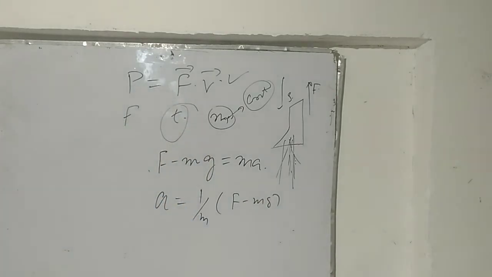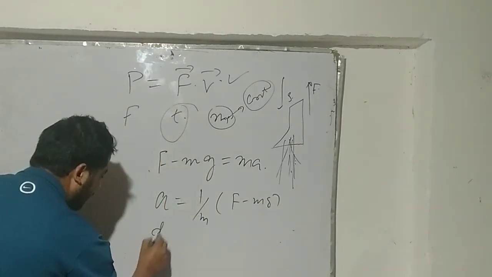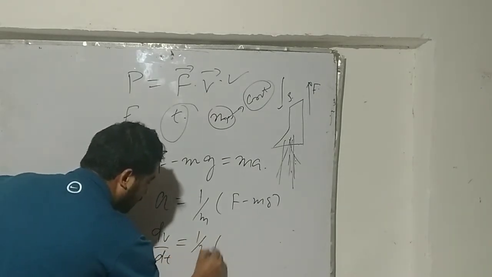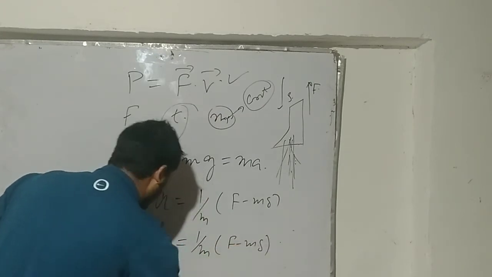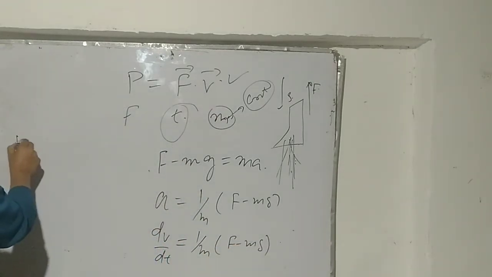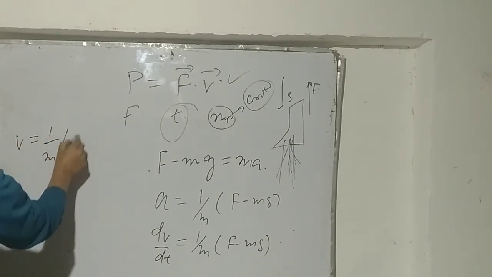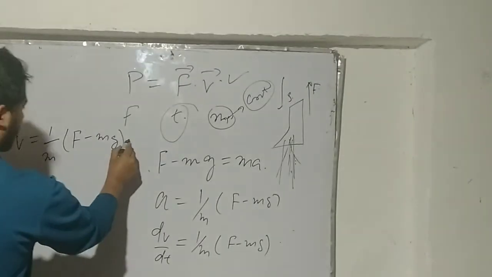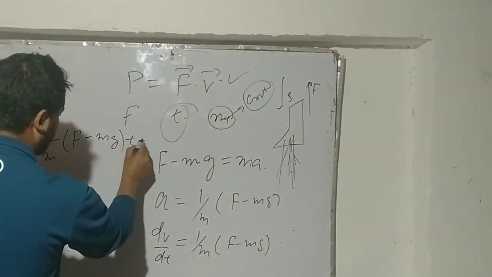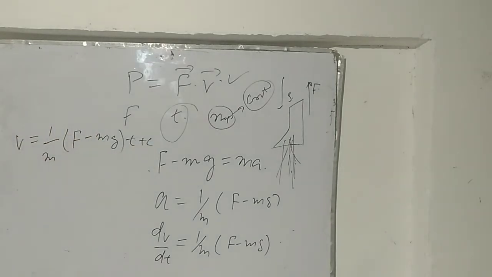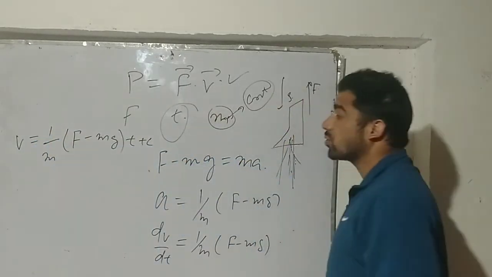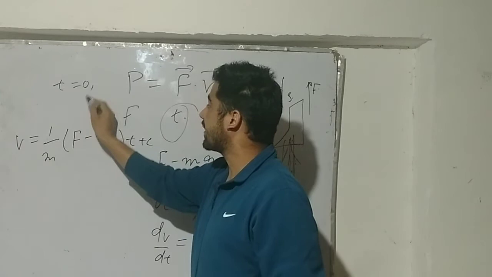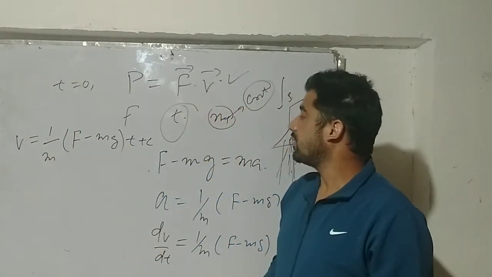Okay. Now, if I calculate my velocity here, dv by dt will be equal to 1 over m (F minus mg). If I do one more step, my v will be simply 1 over m, F minus mg, since m is constant and F is constant for a given time interval. So after integrating, it will be t plus c, where c is some constant of integration, but we can remove this constant of integration here. Why so? Because the rocket starts from rest at t equal to 0. Rocket is at rest, rocket velocity is 0 here.